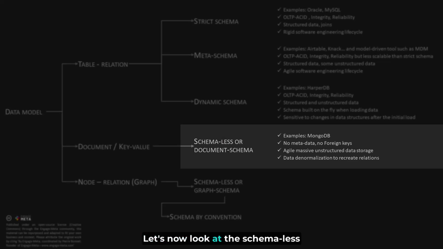Let's now look at the schema-less or document schema. We are now in the mode of NoSQL or big data. For example, we find here the MongoDB databases, and we could also mention HarperDB again, which seems to also be able to act as a big data database. With this style of schema, there is no longer any description of the data structure, so the metadata is poor or even non-existent.